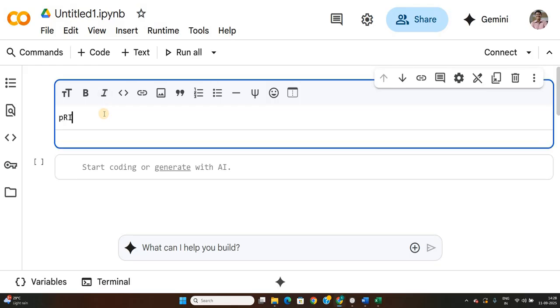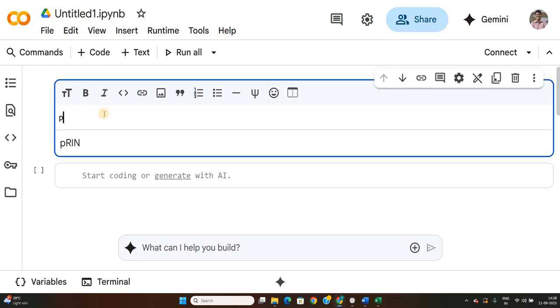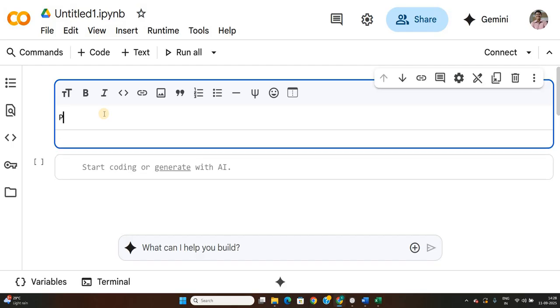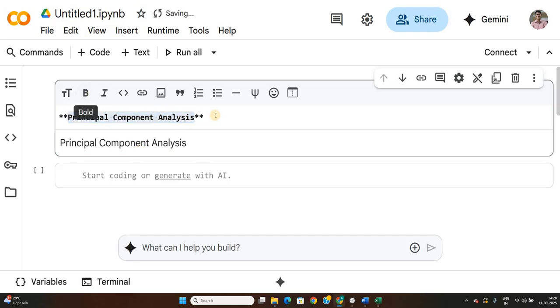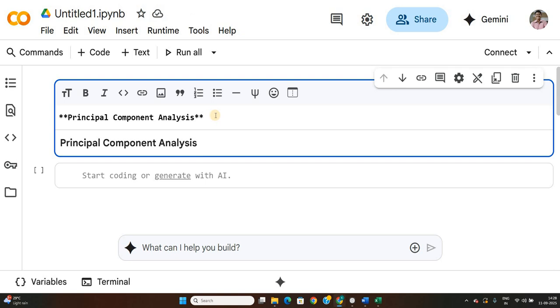Principal component analysis. Right. So, what is this principal component analysis? It is another popular dimensionality reduction technique, which is very widely used in data analysis and machine learning algorithms.